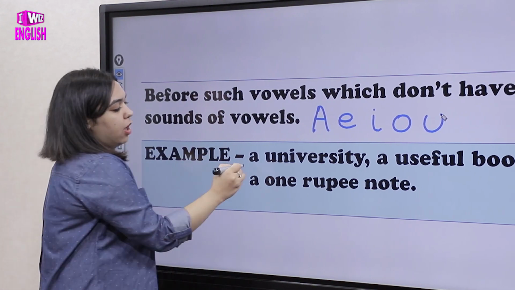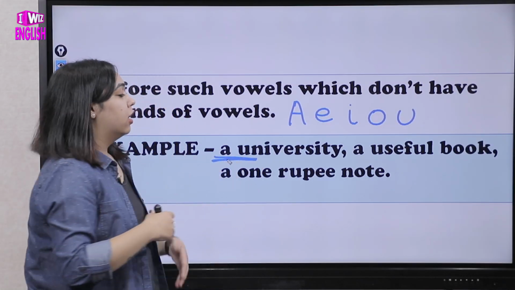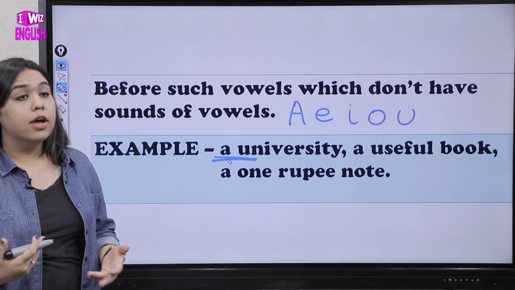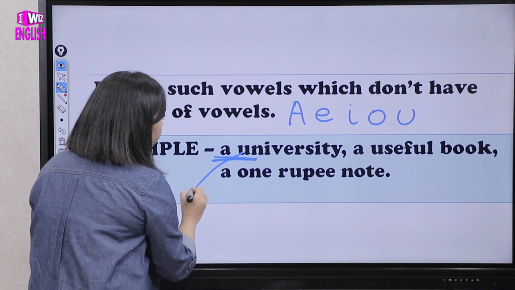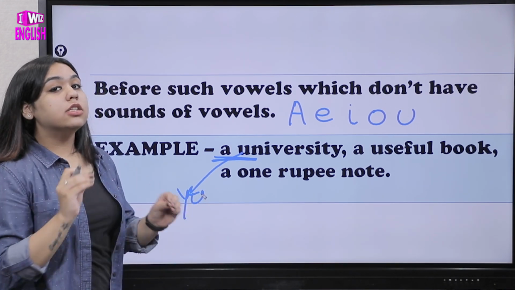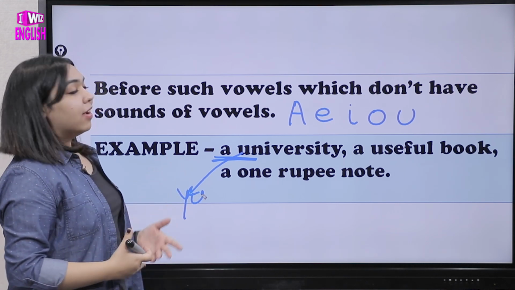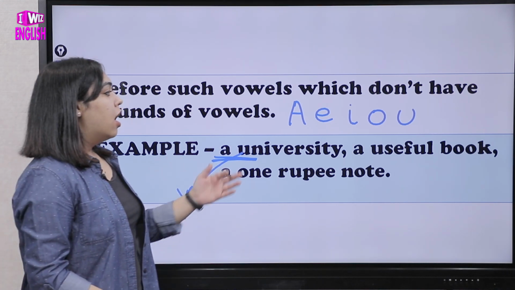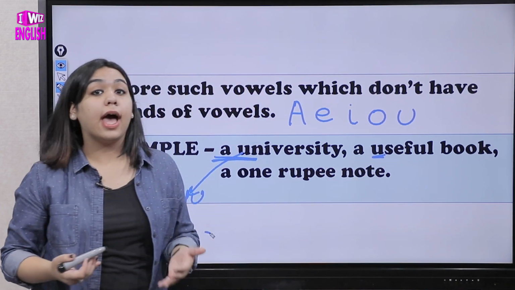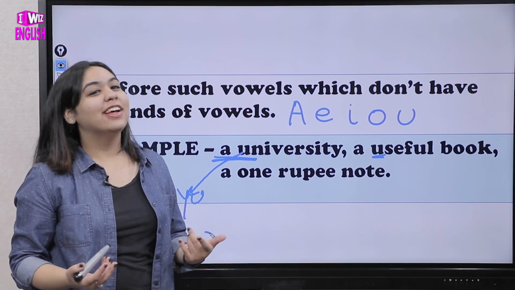For example, you will see that we have not written an university. We never say an university. You know why? Because this has the sound of U, as in "university". It doesn't have a vowel sound. So that's why we say a university. A useful book. Again, U is a vowel, but we're still not using an with it. Why? Because of the sound.